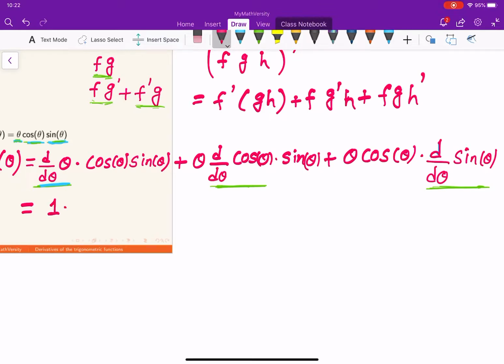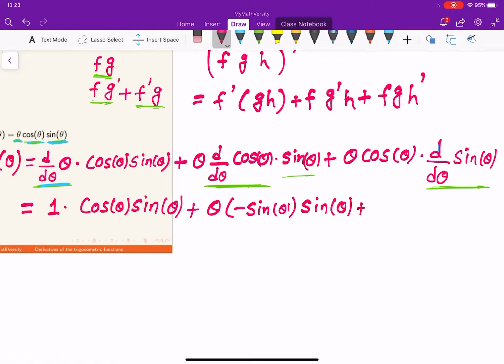Okay, so 1 times cosine theta times sine theta, that is the first term, plus theta as it is. What is the derivative of the cosine theta? It is negative sine theta, right? So let's write that down, and then times the sine theta as it is. Okay, and then plus theta times cosine theta as it is, multiply by the derivative of the sine theta. That's what we need to do.